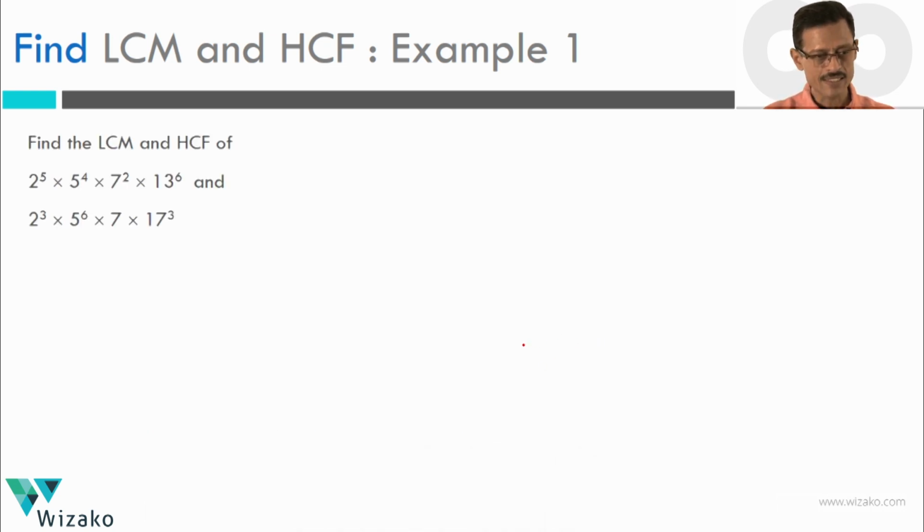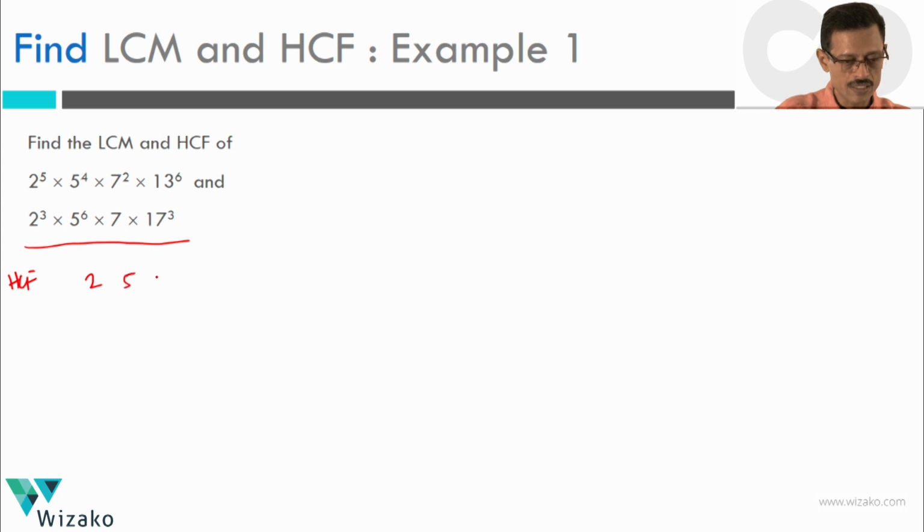Right. Start with an example. Find the LCM and HCF of these two numbers. Start by finding out the HCF. The highest common factor. The HCF cannot contain a prime number that is not present in both the numbers. The prime numbers present in both the numbers are 2, 5 and 7. The HCF cannot contain a 13 or 17 because if it contained a 13, the second number will not be divisible by the HCF. Similarly, if it contained a 17, it cannot divide the first number. So it can only contain 2s, 5s and 7.